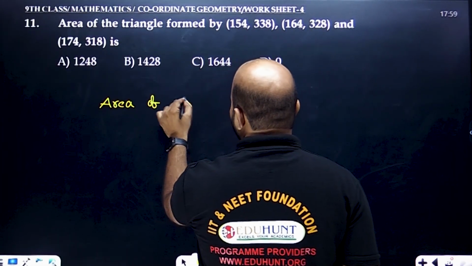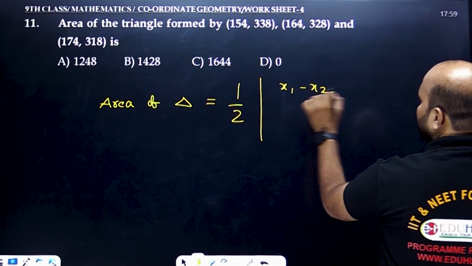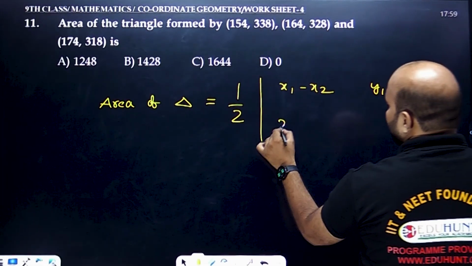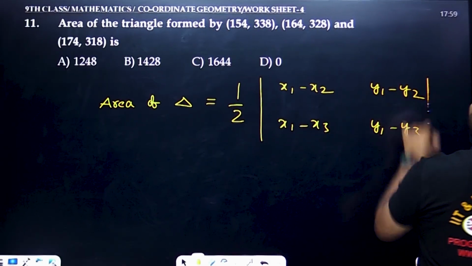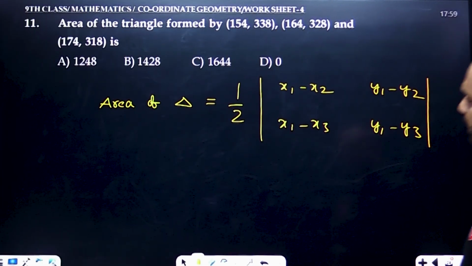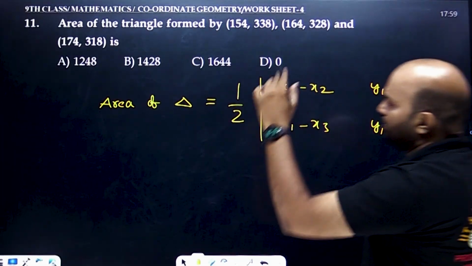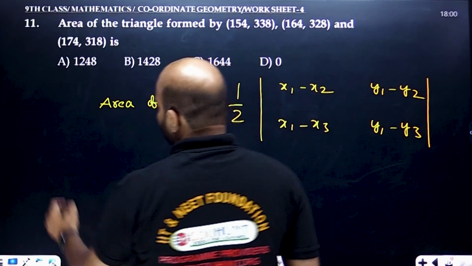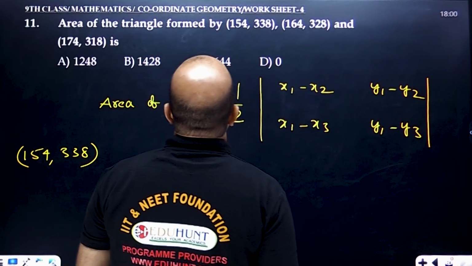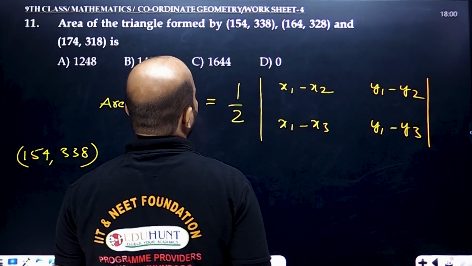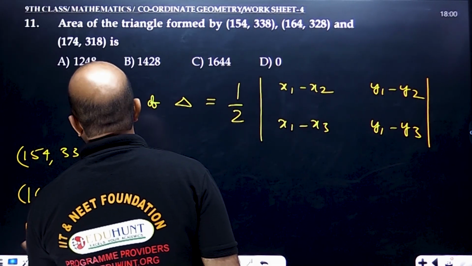Area of triangle equals half times the determinant with first row x1 minus x2, y1 minus y2, and second row x1 minus x3, y1 minus y3. This is the determinant formula. Here the 3 coordinates are given. The first vertex of the triangle is 154 comma 338, the second vertex is 164 comma 328, and the third vertex is 174 comma 318.